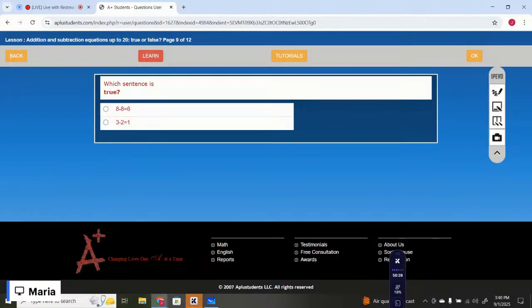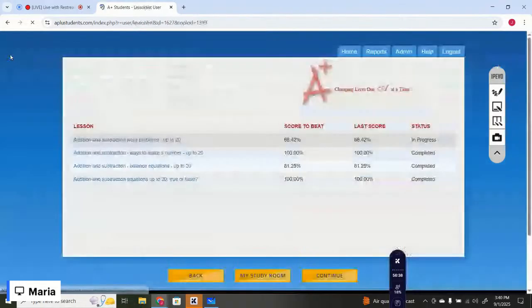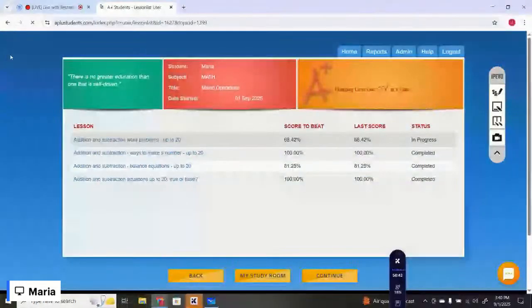Okay, you can complete the lesson by yourself later today. Mixed operations. The lessons we have covered today are addition and subtraction word problems up to 20, addition and subtraction ways to make a number up to 20, addition and subtraction balance equations up to 20, addition and subtraction equations up to 20, true or false.